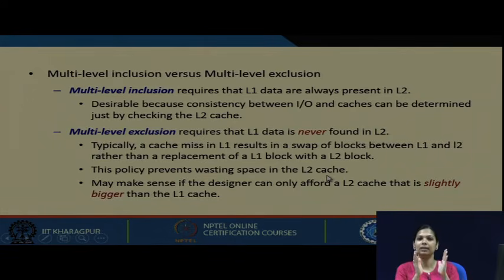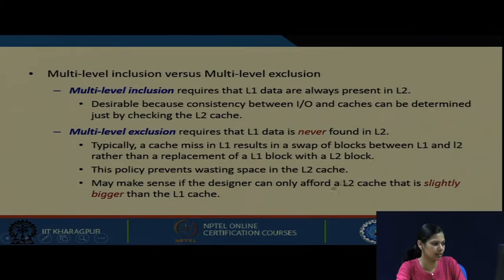Why? Because we have the data which is there for L1, and we have a separate set of data in L2. So, the space is utilized in a much better fashion compared to if we had the same data in both L1 and L2. And if we require some data which is not in L1, we definitely will get it in L2, because the data are totally different. So, this policy prevents wasting of space in L2, and may make sense if the designer can only afford an L2 cache that is slightly bigger than the L1 cache.